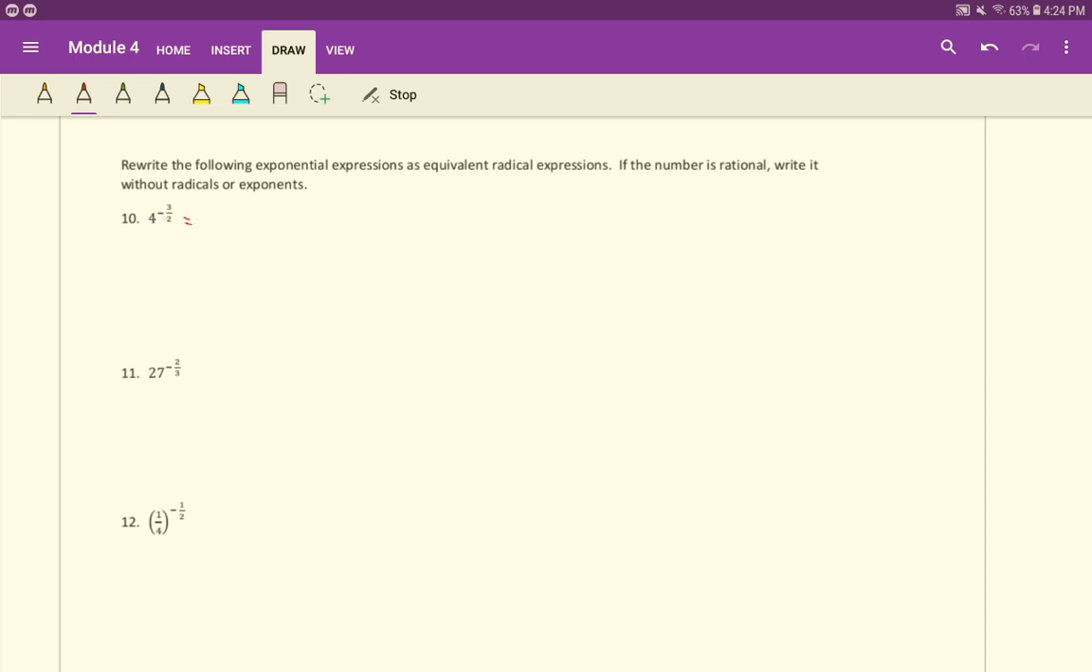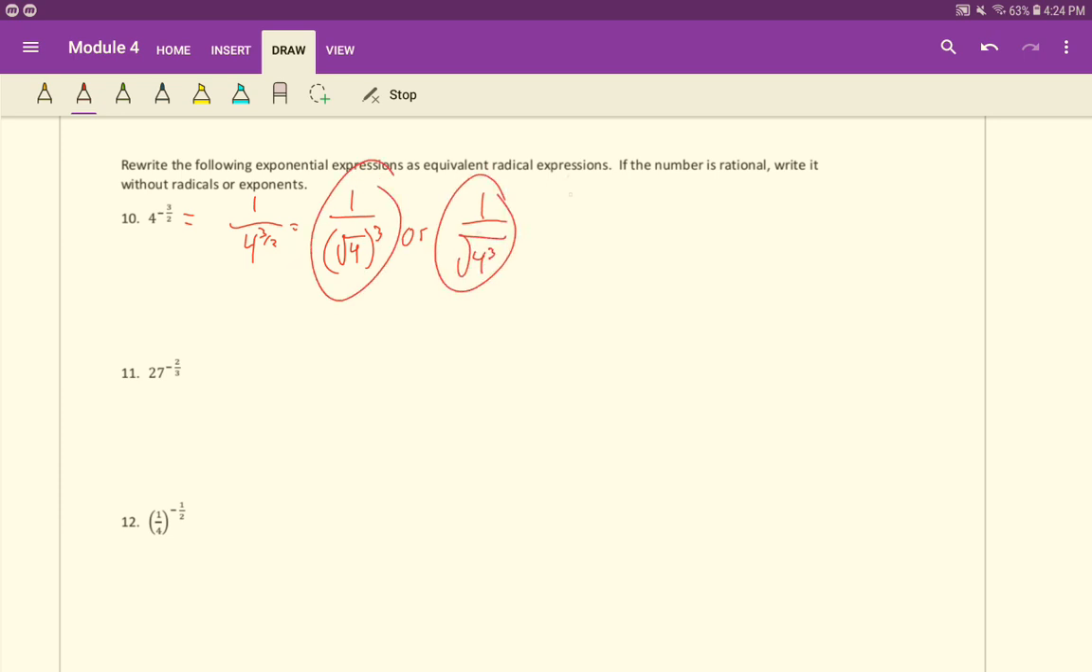Now we have a negative exponent, so we want to be a little more careful here. 2 will still be our radical. Actually, let's go ahead and rewrite it this way: 1 over 4 to the 3 over 2, like that. Because it was a negative exponent, we put that down in the denominator. And now we'll rewrite this in the denominator. So it'll be the square root of 4 to the third, or 1 over 4 to the third square root, like that. Either one of these is acceptable.